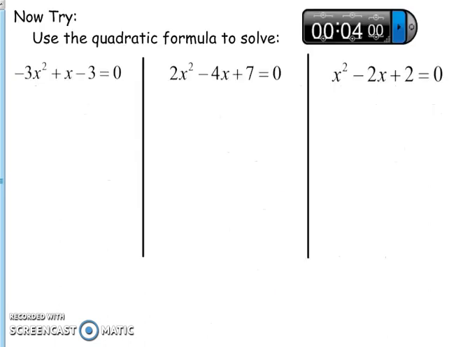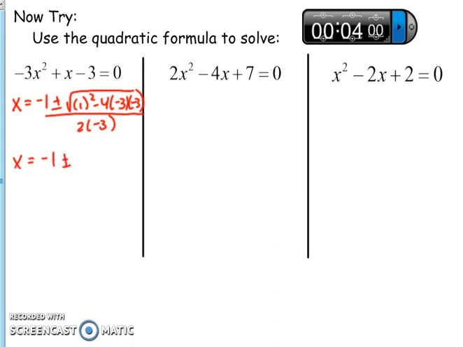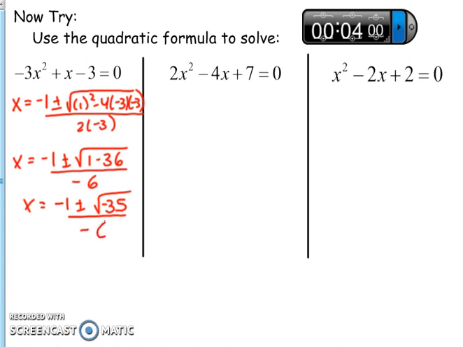Alright, so here's a couple that you guys can try. I'm just going to write them out so you have the answers. And so x equals negative 1 plus or minus the square root of 1 squared minus 4 times negative 3 times negative 3, all over 2 times negative 3. So that's x equals negative 1 plus or minus the square root of 1 minus 36 over negative 6. x equals negative 1 plus or minus the square root of negative 35 over negative 6.